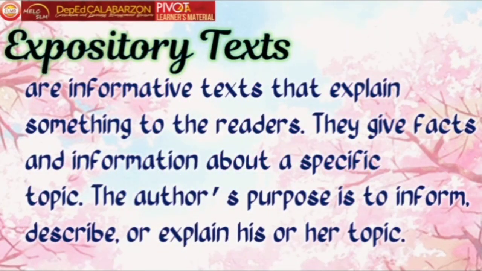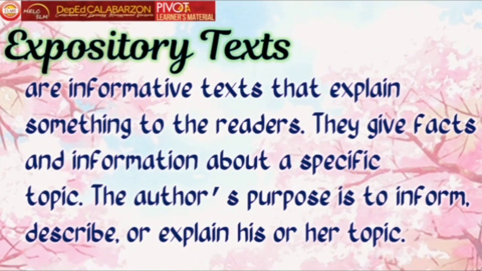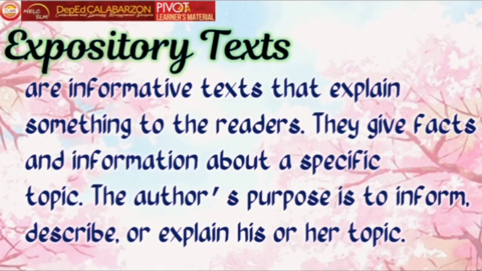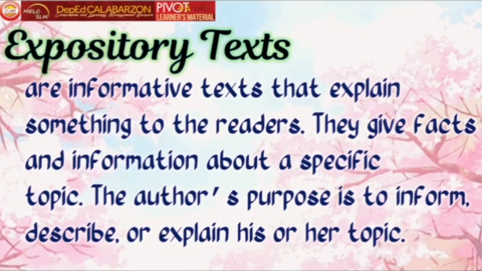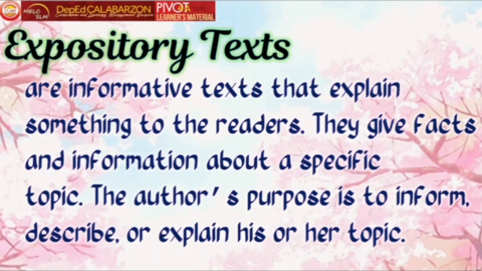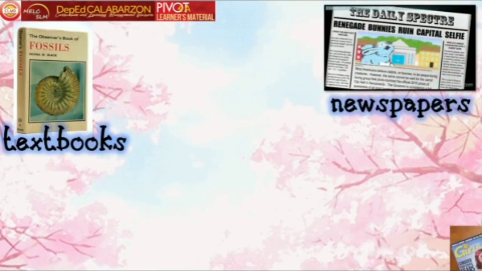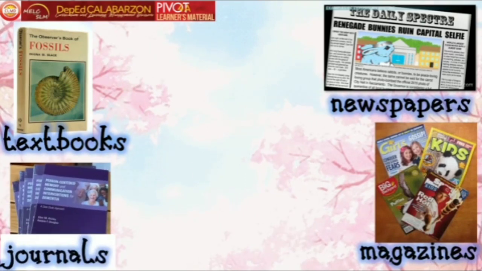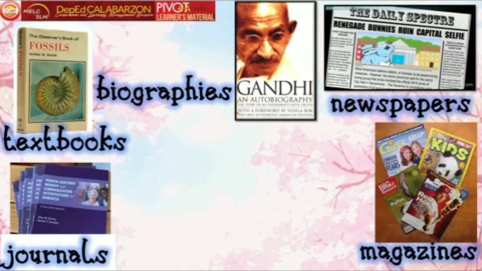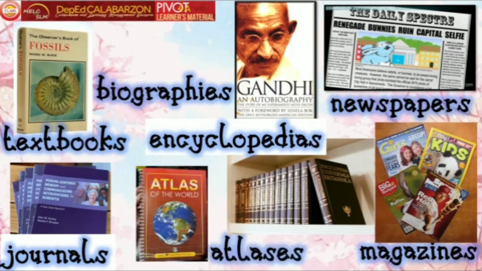Expository texts are informative texts that explain something to the readers. They give facts and information about a specific topic. The author's purpose is to inform, describe, or explain his or her topic. Examples of expository text are found in textbooks, newspapers, magazines, journals, biographies, encyclopedias, atlases, and other informative materials.